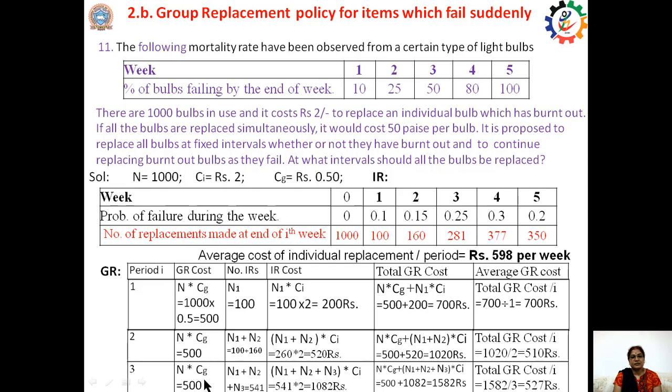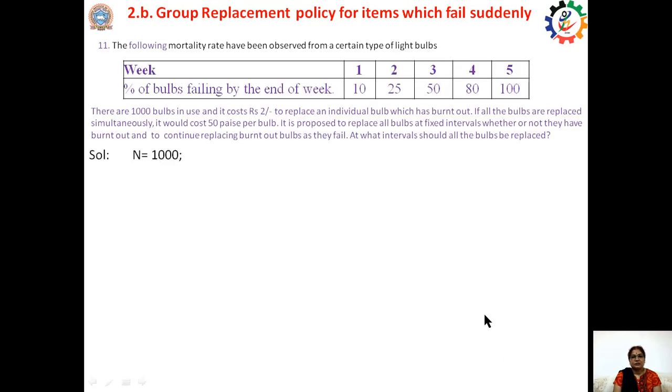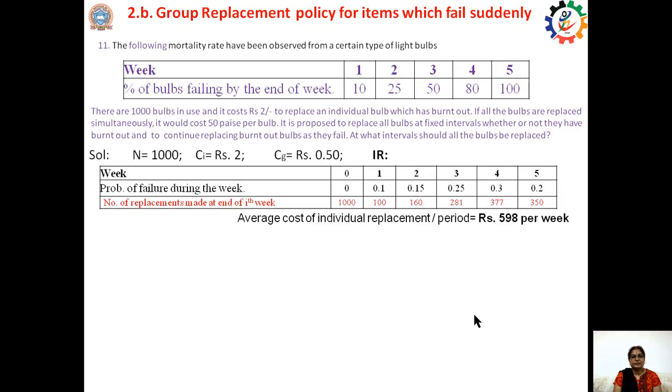Similarly, third one, this remains same. Now you have to add N1 plus N2 plus N3. That means previous value 260 plus N3. N3 you pick from this table, 281. So 260 plus 281, it will be 541. 541 into 2, 1082, and 1082 plus 500, 1582. Divide by this value, you get 527. So we need to go for one more slide.